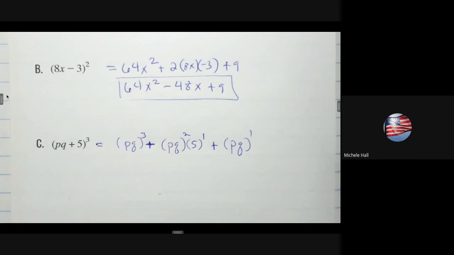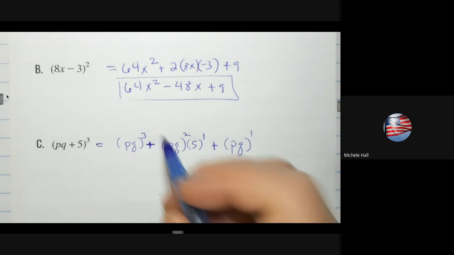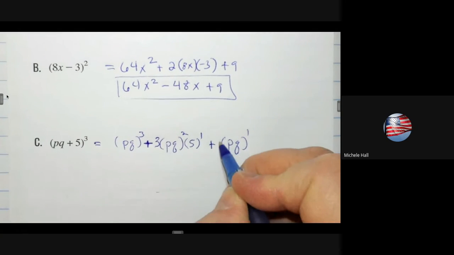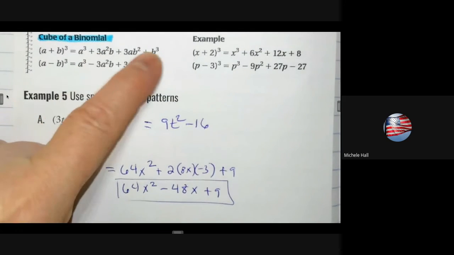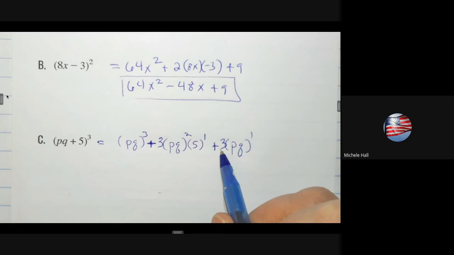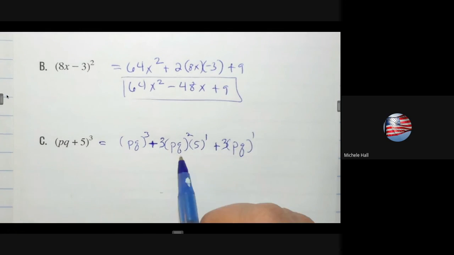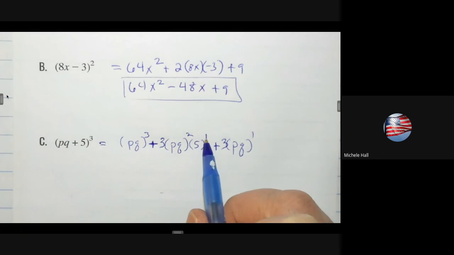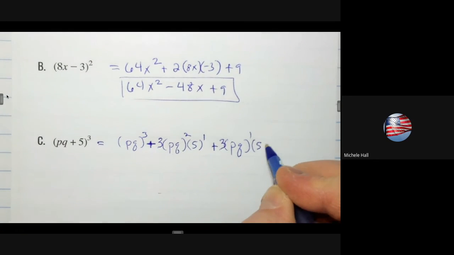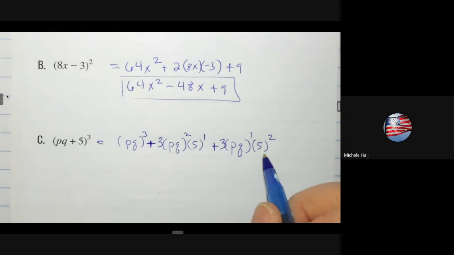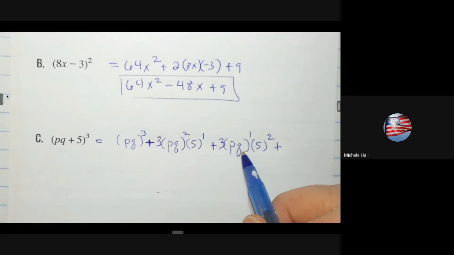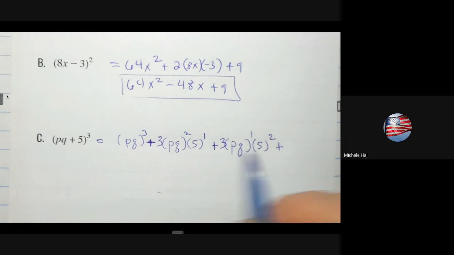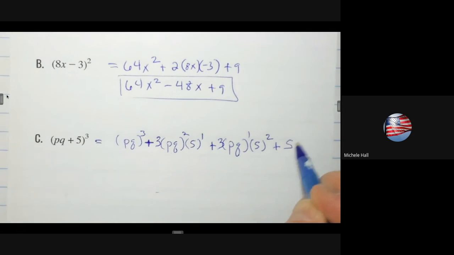We did forget one thing on this cubic. I forgot about the 3 that's in front of this one and in front of this one. So we have the coefficient of 3. Our PQ cubed, squared, 1. 5 to the 1 comes in, and now it becomes 5 squared. So I have my first term, my second term, and the coefficient. Plus, I don't have any more PQs left, and my second term is going up. 5 to the 1, 5 to the 2, 5 to the third power.